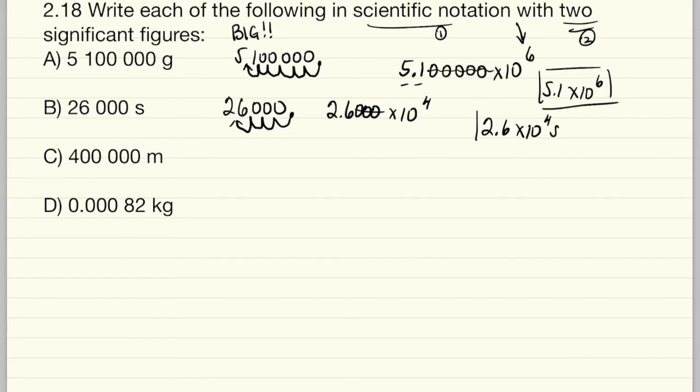And I forgot the units. That should be seconds there. And in the problem prior, it should be grams. Okay, always have your units in your final answer.